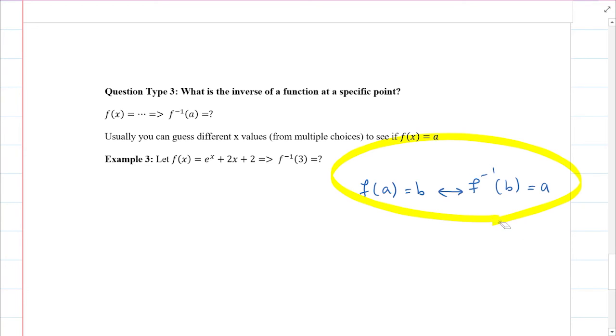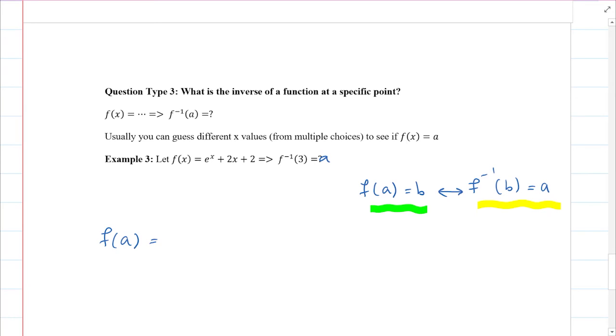So this side is given to me, technically, and I'm actually looking for a. Let's call this a. I don't know a, but I know that f of a is equal to b. b in this case is 3. So that means a is some number that if I substitute into the equation, gives me 3.